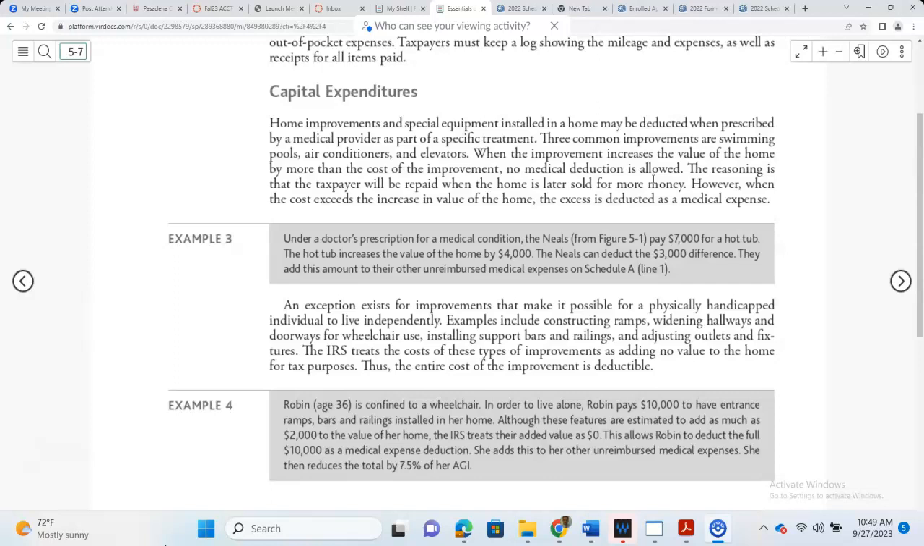But if that pool is an above-the-surface pool, like one of those you buy for $300-400, because the doctor says you have back pain and swimming on a daily basis will help your back pain, okay, that $300 above-ground pool can be deducted.